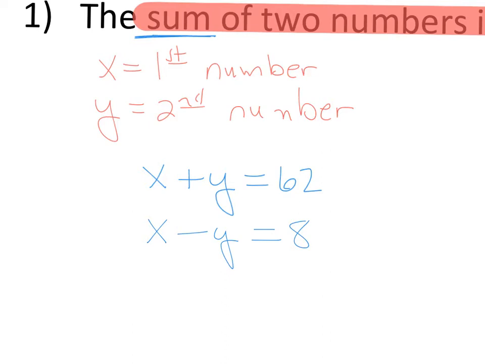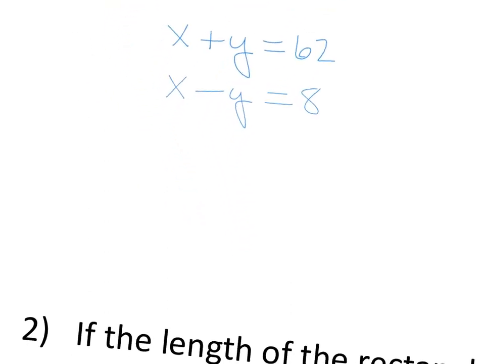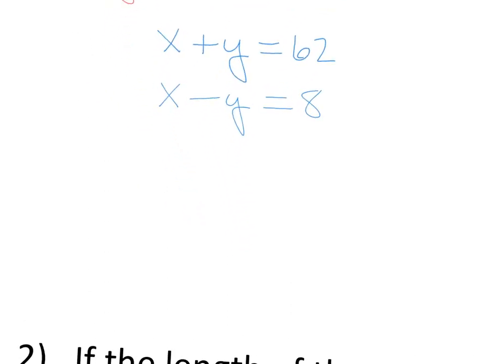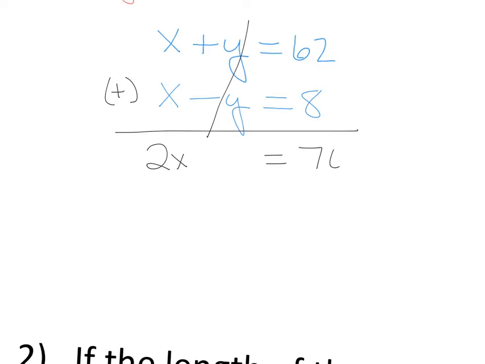At this point, you get to pick what you want to do as far as solving. You get to use substitution or elimination. It does not matter. In this case, it's set up perfect for elimination, so I'm going to use that. Since I'm using elimination, the y's will cancel out. Remember, it's addition. We're going to have x plus x is 2x equals 62 plus 8, which is 70. Divide both sides by 2, and x equals 35.